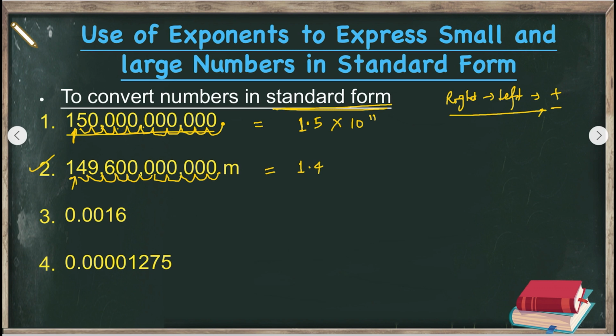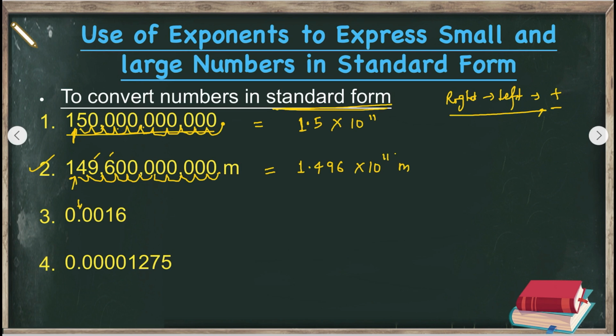So this is 1 point. In the previous one we wrote 1.5 and eliminated all the zeros. But here after the 1.4 we have 9 and 6 also, so we'll write those digits too. We'll remove only the zeros, so we're not going to write these zeros. Right after that we'll write 10 raised to the power of the number of places we have moved, which is 11. So this is 1.496 into 10 raised to power 11 meter. Again, we are moving from right to left, so the power of the exponent will be positive.